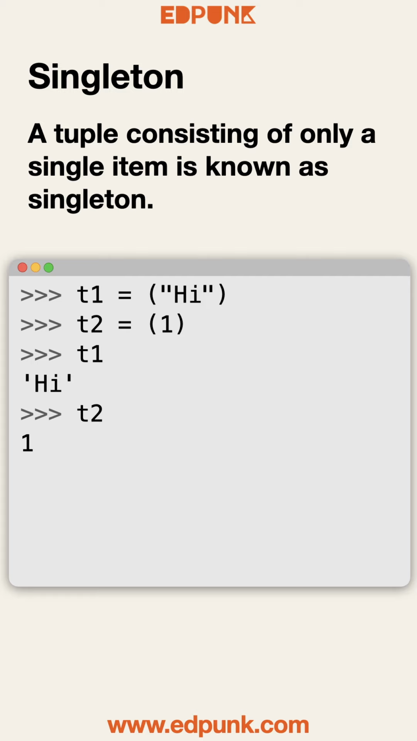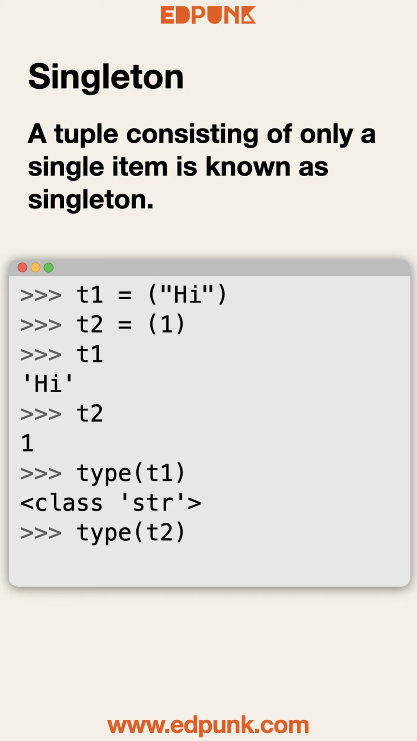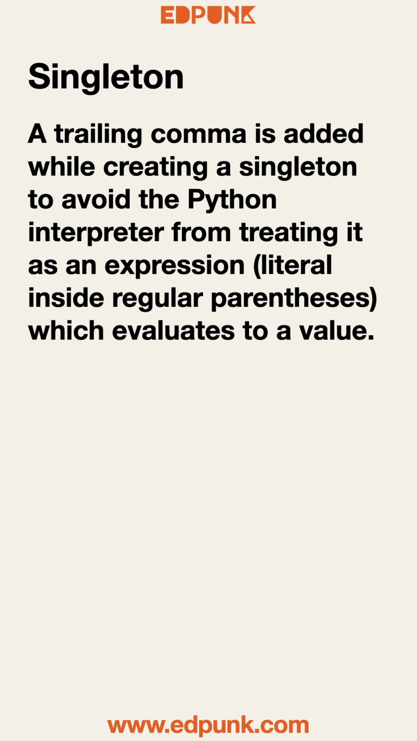This is not what we had expected. Let us check out the types of the variables T1 and T2. Type of T1 returns string and type of T2 returns int. Although we tried to create a tuple of single item, we failed to do so as the Python interpreter treated the mentioned literals inside a parenthesis as expressions and evaluated these expressions into the value of literals and assigned them to T1 and T2. To create a singleton, a trailing comma should be added to avoid the Python interpreter from treating it as a value inside regular parentheses.